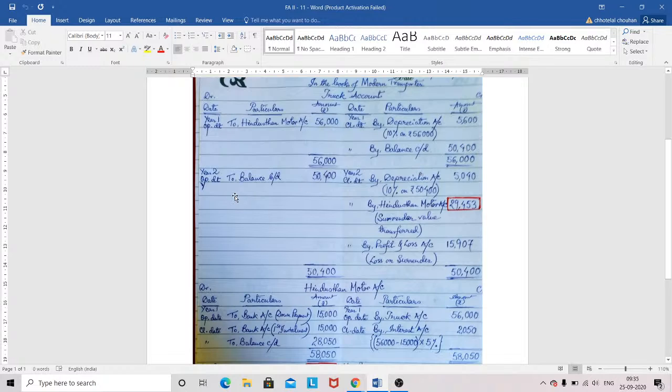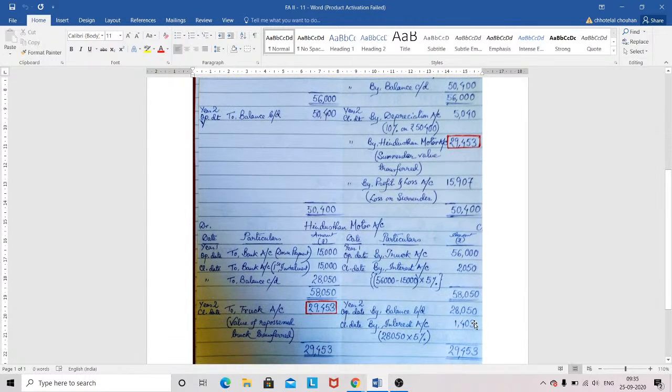Now your balance sheet came on the second year, so year 2 opening date, balance sheet 50,400, and your balance BD on the year 2 opening is 28,050. Now at the end of the second year, you have to pay installment, but you fail to pay that particular installment. But just think about it, at the very last date you have to pay installment, but unfortunately you fail to pay that particular installment.